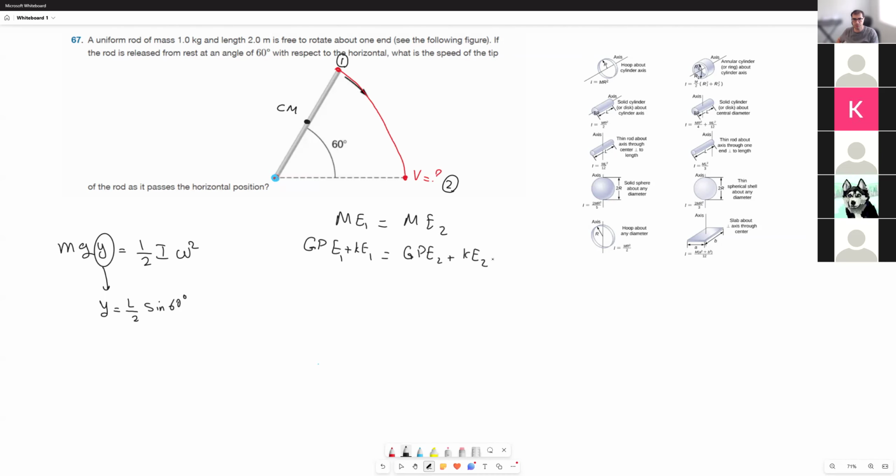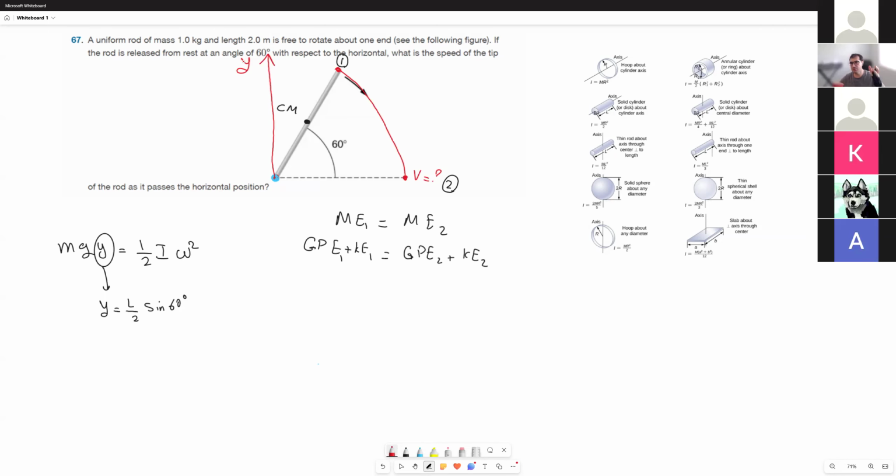Since we have gravitational potential energy, we have to set up our coordinate system. We have to set up our y-axis at least. When you have gravitational potential energy, the only coordinate system you need is the y-axis.